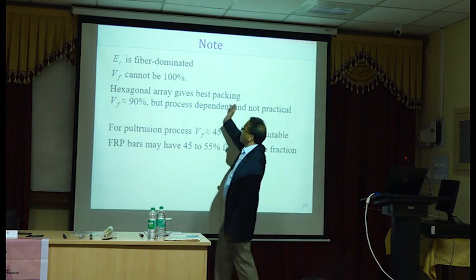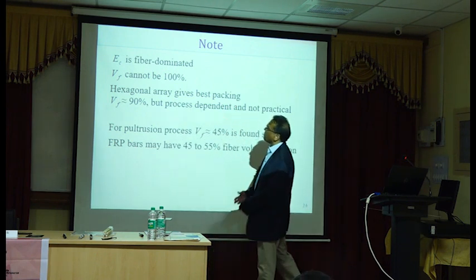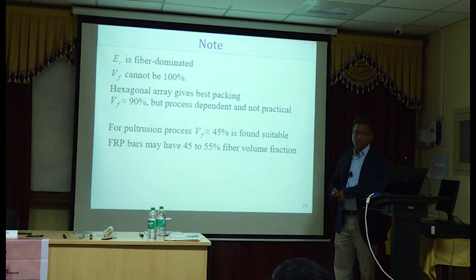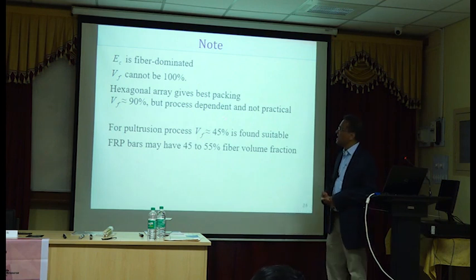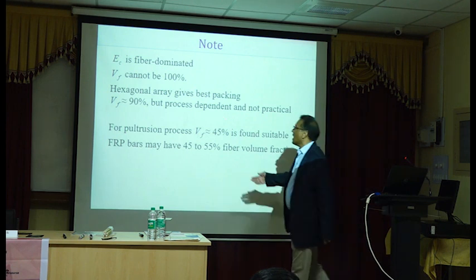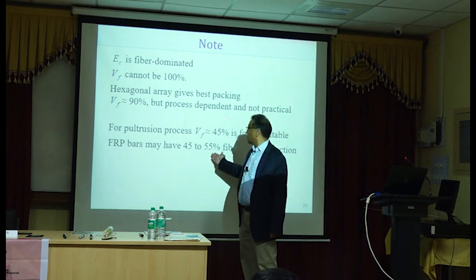So based on packing, a VF of 90% is possible. That's what they say, but it's highly unlikely. VF of 90 is very, very high. For pultrusion, they use a volume fraction of 45%, 0.45. 45% is quite suitable. For FRP bars, in my view, it is 45 to 50.